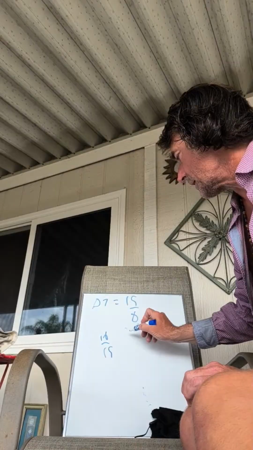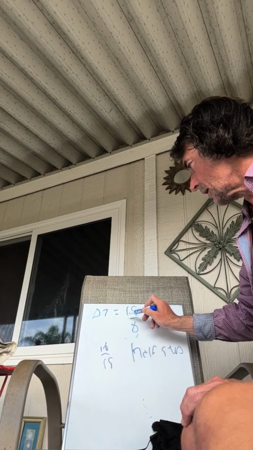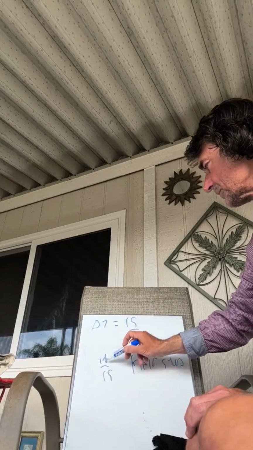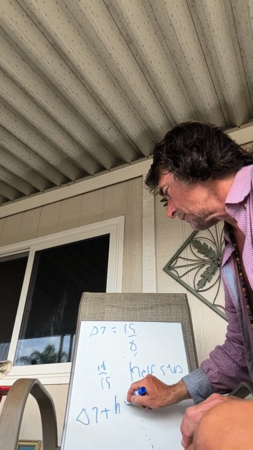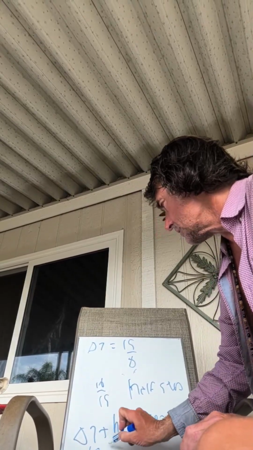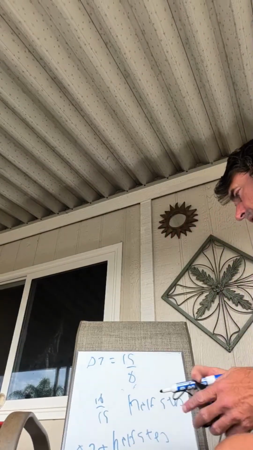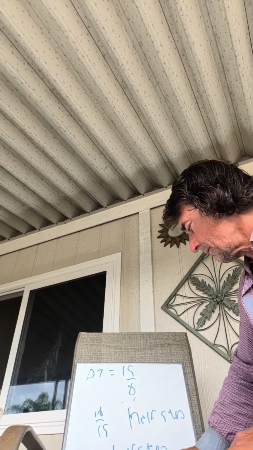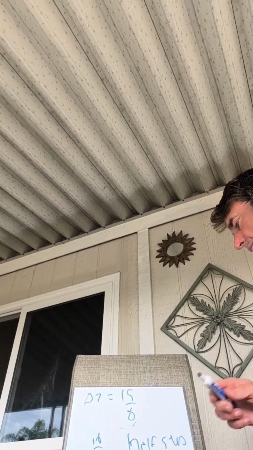So 16 over 15 would be a half step, because a major seventh is a half step less than the octave. And that extra half step would be 16 over 15, such that a major seventh plus a half step is 15 over 8 times 16 over 15. And since the 15s cancel, you get 16 over 8, and that's 2. So a major seventh plus a half step is an octave, because an octave is 2 over 1. So there's that little fun.